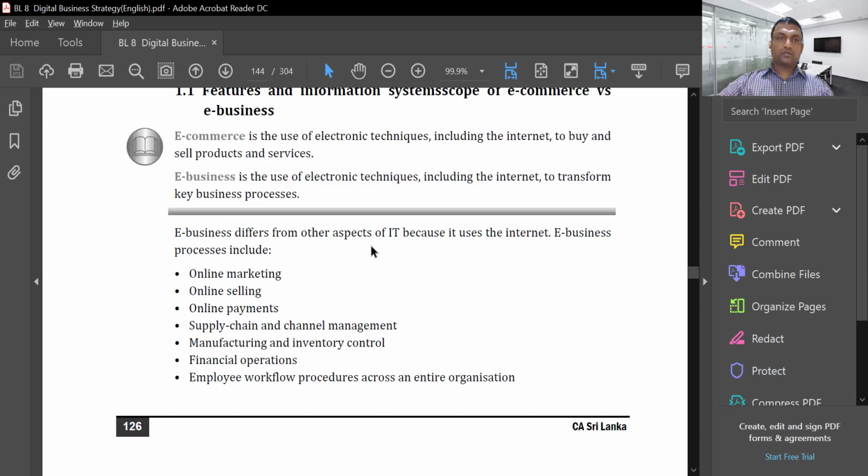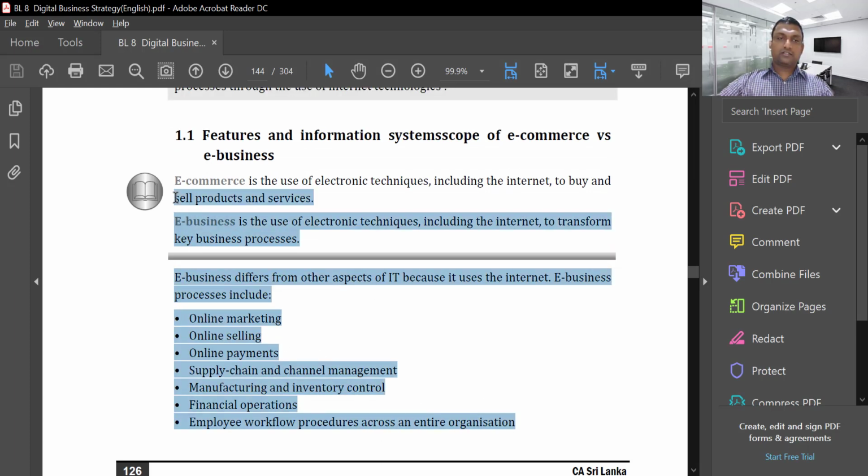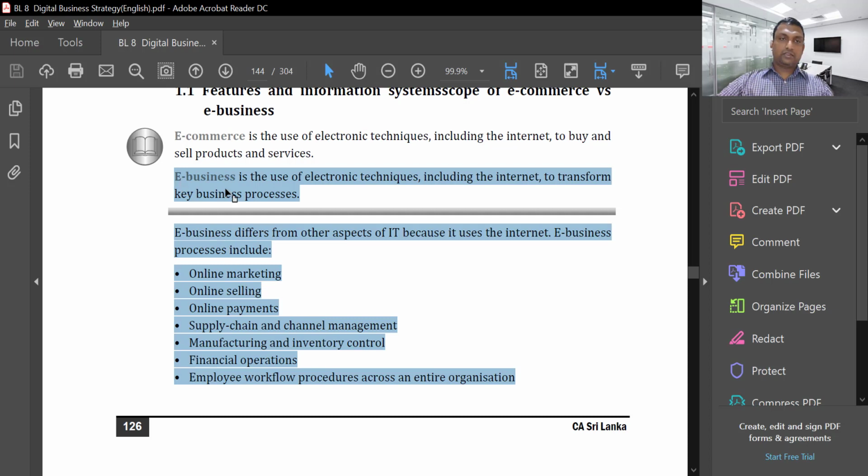Let's see. Now, these are the activities that an e-business does. So you can see an e-business, electronic or digitally converted business, does its online marketing, online selling, online payments, supply chain and channel management, manufacturing and inventory control, financial operations, employee workflow, and many more of the processes and the functions of the organizations completely in a digital manner, system-based manner. So the e-business is basically having all these operational things captured and controlled and running on systems, digitally internet-enabled systems.